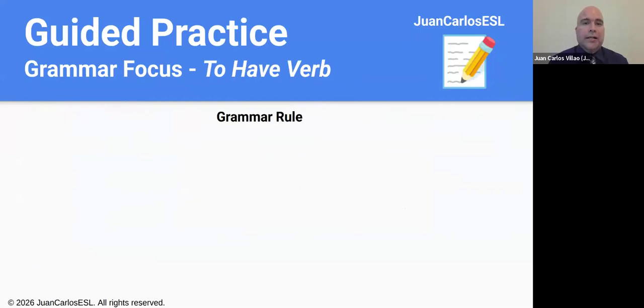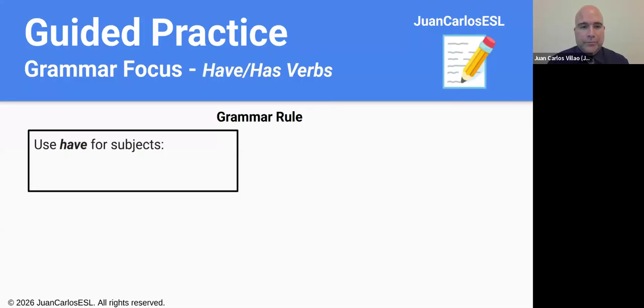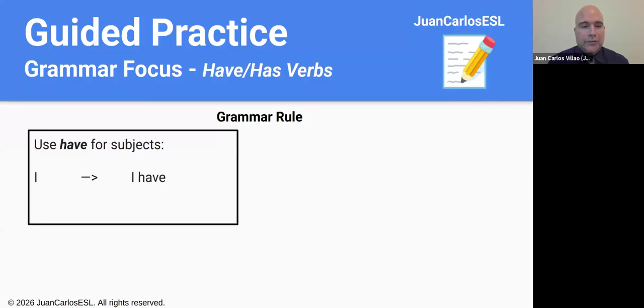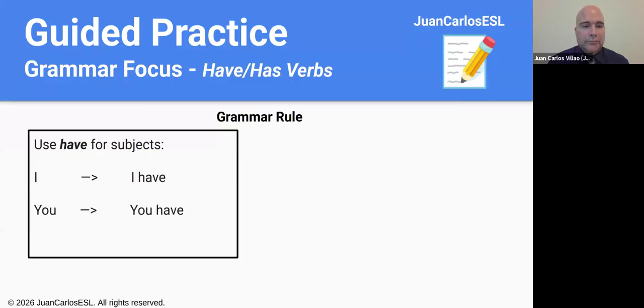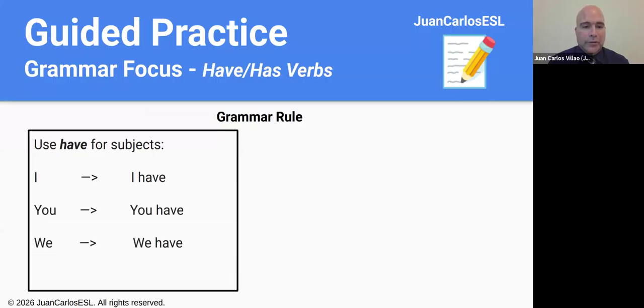We're now entering our guided practice segment, grammar focus, to have verb. So grammar rule. So we're talking about to have verb, el verbo tener. Grammar rule is use have for subjects. For example, I have, you have, we have, they have.